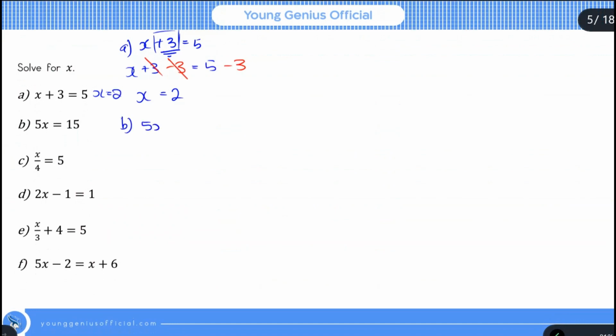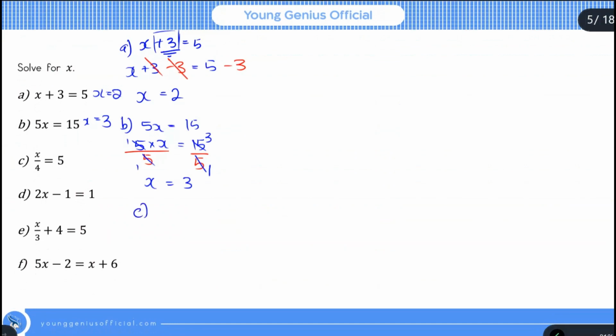Similarly for b, 5x is equal to 15. 5x can be written as 5 multiplied by x. So if 5 multiplied by x is equal to 15, seeing that we're multiplying, in order to get rid of this 5, we'll do the opposite operation, which is divide. So we'll divide by 5 on both sides. And you'll get that 5 into 5 is 1, 5 into 5 is 1 here. So we'll have just x being equal to 5 into 15, which is 3. So 3 5s are 15, so x here is equal to 3.